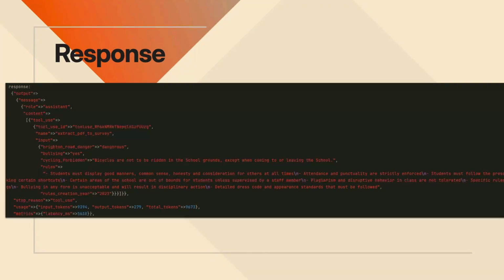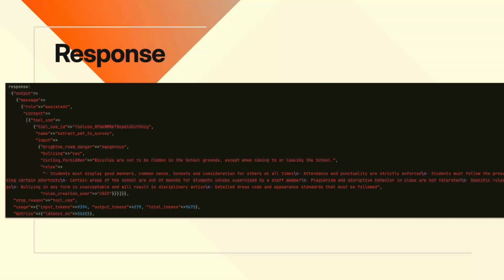We have output with a message, and this time the role is assistant because that's the response from a chatbot. We have a content with a tool that we've used, so that's extract PDF to survey. And here the AI provided answers for all the questions with all the keys that we've provided. So Brighton Road danger, the answer for that is it is a dangerous road. We have bullying, and we had the possible answers provided in the enum format, yes, no, or perhaps, so it said yes, so the bullying is forbidden.